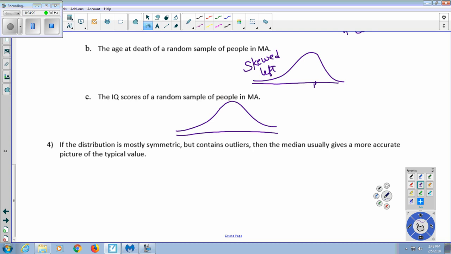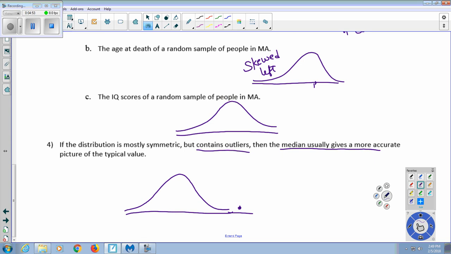If the distribution is symmetric but contains an outlier, so we're talking about a distribution like we look at it, symmetric, but over here we've got this outlier, then we typically want to use the median, because remember, if you have an outlier, the mean will get pulled in the direction of the outlier.